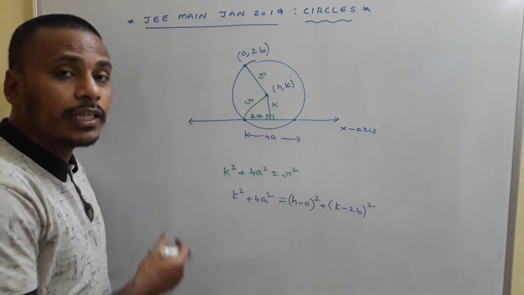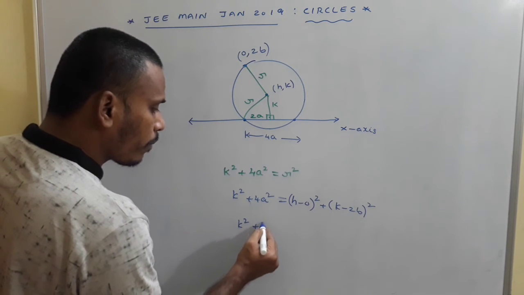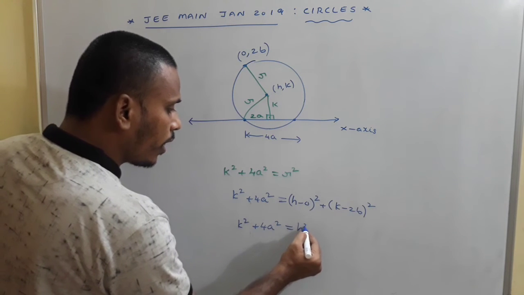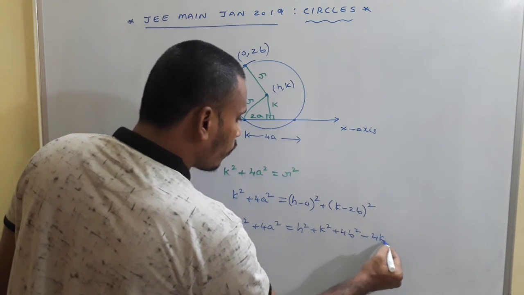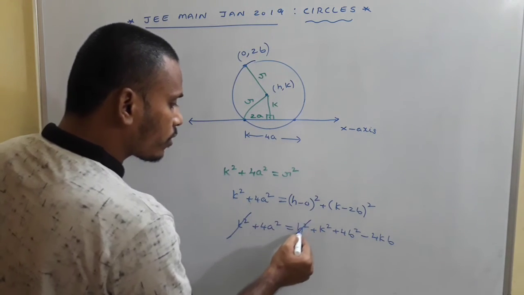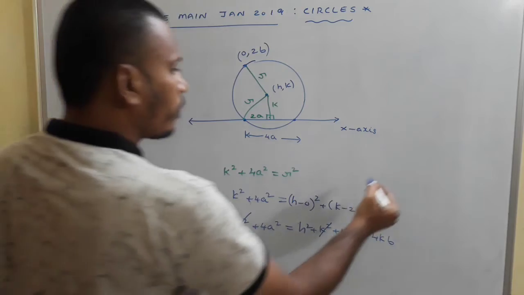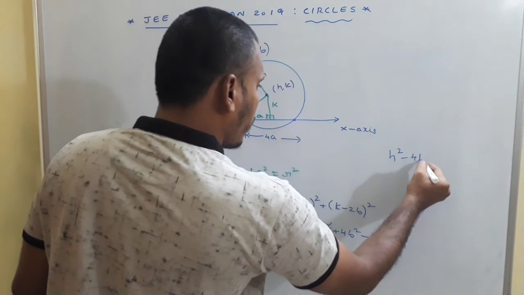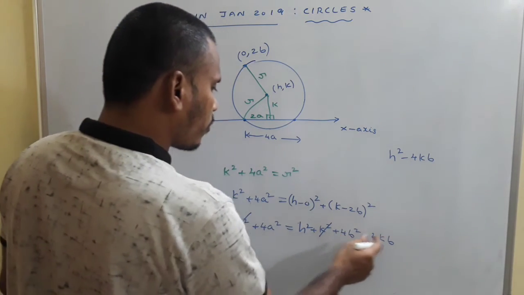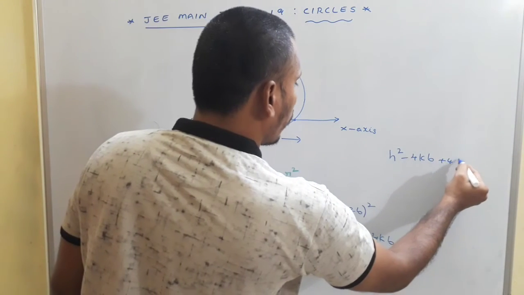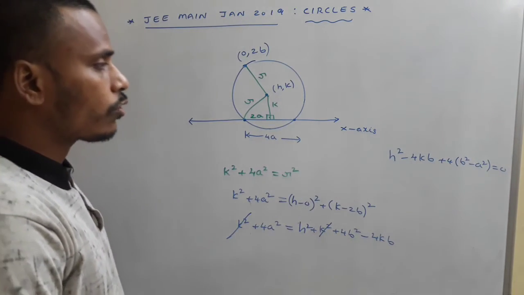So if we solve this, we will get the locus equation and we need to mention the shape of that locus. So k square plus 4a square is equal to h square plus k square plus 4b square minus 4kb. You just cancel out k square and k square. Then you are left with h square minus 4kb plus 4 times (b square minus a square) is equal to 0. That's the locus of the center.